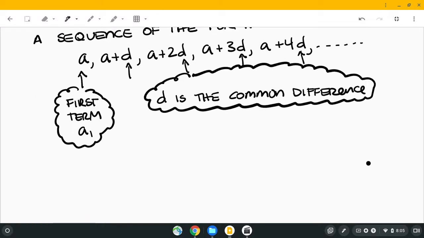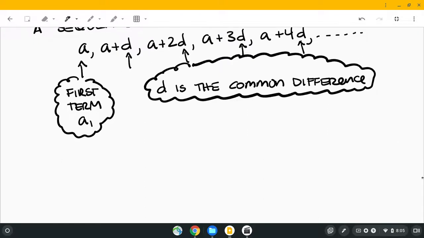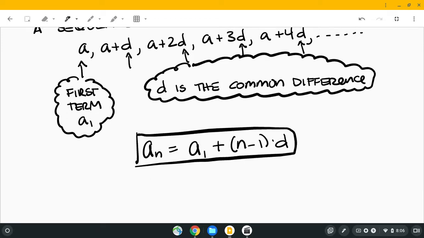Okay. So it turns out that for arithmetic sequences, we do have a formula for the nth term. The nth term is always going to be found by A1 plus n minus 1 times D. So this is the formula that we use to find the nth term. This is our nth term formula.